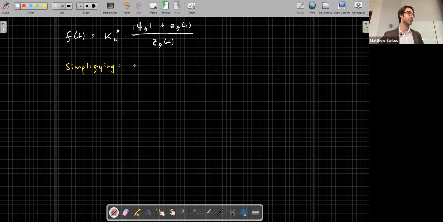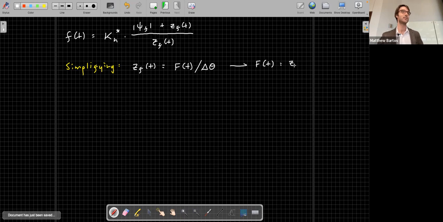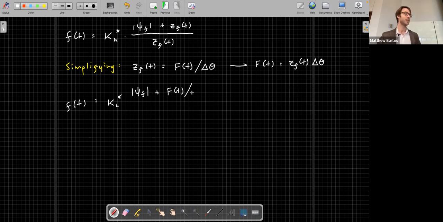Okay, so note that Zf of t is equal to the cumulative infiltration divided by our initial soil moisture deficit. Remember, this comes from our previous equation that the cumulative infiltration depth is equal to Zf of t times the initial soil moisture deficit, right? So we can substitute in this value. What we get is f of t is equal to Kh star times the matric potential plus F of t divided by delta theta, divided by F of t divided by delta theta. And then if we take this and we multiply by delta theta on the top and bottom, what we get is this expression for little f of t.